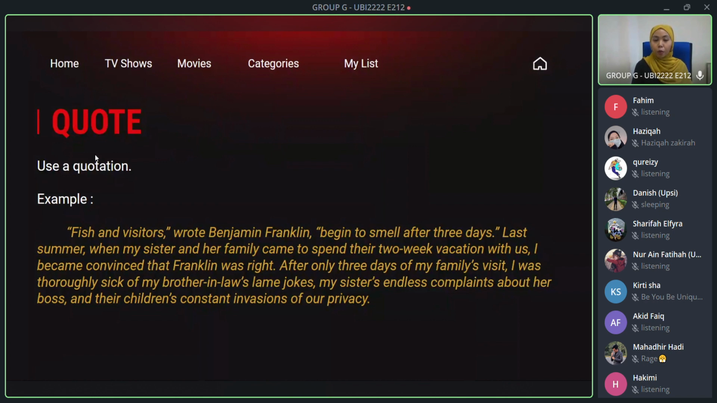So second paragraph, main point 1, perhaps the writer is going to be talking about the examples of lame jokes, like, I don't know, those dad jokes that thoroughly annoy her. And the sister's endless complaint about the boss, things that she has been complaining about at work, everything in the third paragraph, second main body paragraph. And children's constant invasion of our privacy, perhaps the children have been entering her rooms at will, trying on her makeup. I don't know what other things the kids had done. So basically, everything should be in their own paragraph. Everything must be divided.